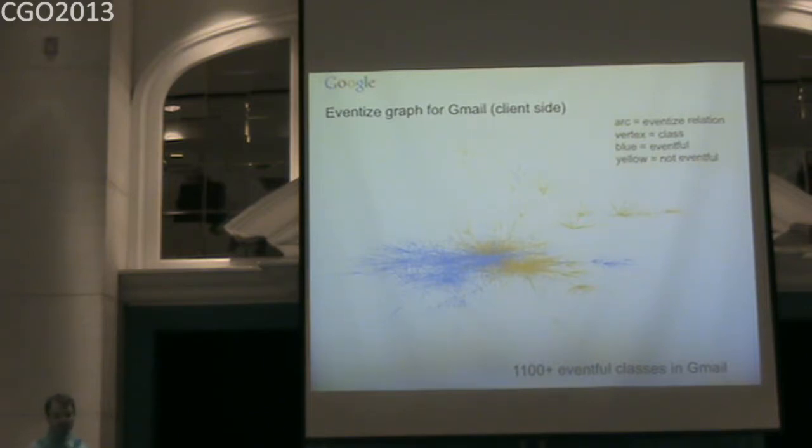So we have a DAG, and we have vertices representing the classes. Blue are eventful classes, and yellow are the ones that are not eventful. Starting purely from the event handler, we find that there are more than 1,100 eventful classes in Gmail that we actually have to track during the JSWhiz phase.